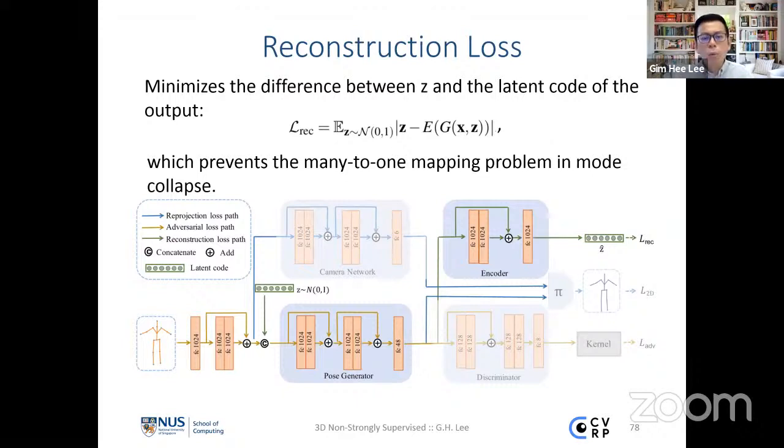Then the next thing, we also want to prevent mode collapse in our generative network by enforcing what we call the reconstruction loss. Essentially, we want to prevent many-to-one mapping and enforce one-to-one mapping instead. In other words, we want to minimize the difference between the latent code that we have drawn and the inversion of the output from the pose generator, which is denoted as G here. We pass it through an encoder to invert this output back into the latent code, and we want these two latent codes to be as close to each other as possible. This enforces one-to-one mapping from the latent code to the output of our pose generator network.